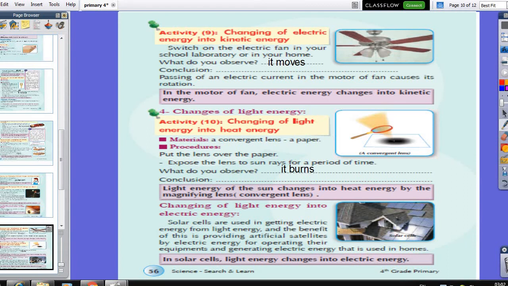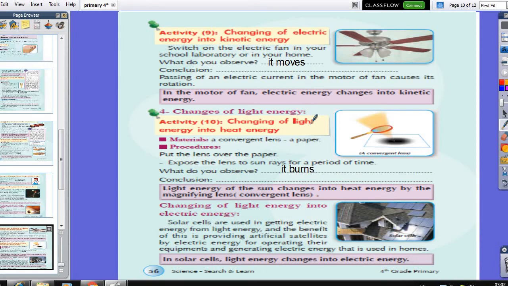Electric fan, so here electric, so electricity, is used to move it or to change into kinetic energy. Okay, this is inside the electric fan. So in the electric fan, the electric energy changes into kinetic energy. Of course, we have also light energy.